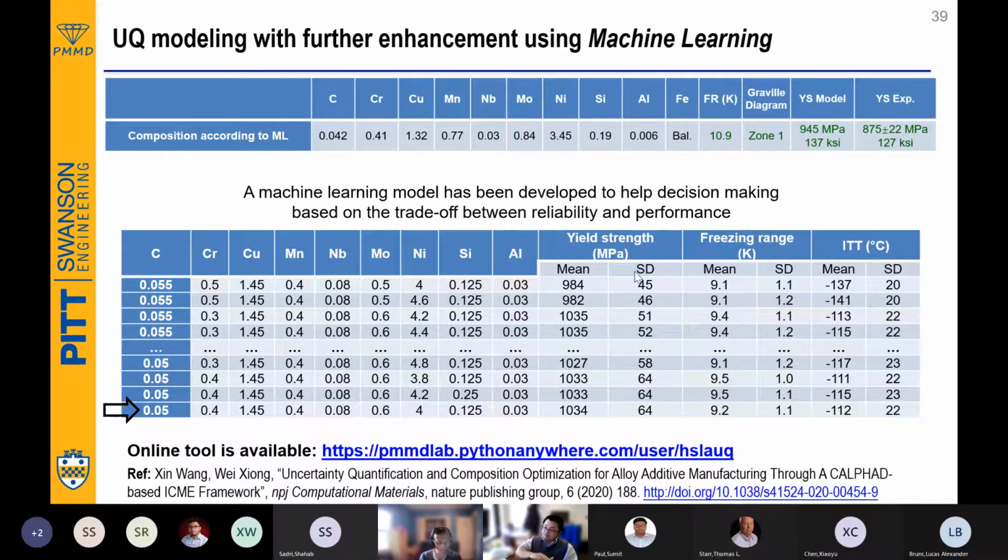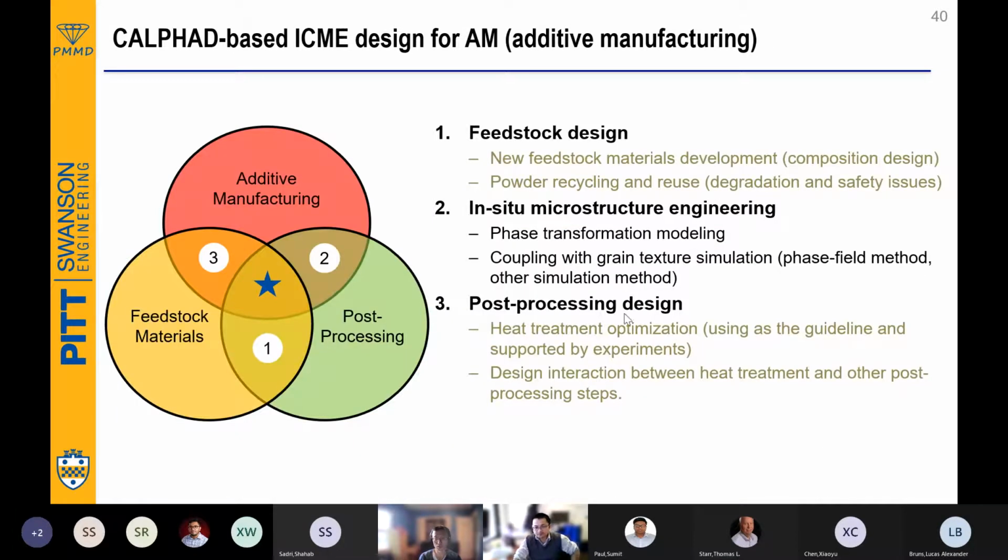If you want yield strength and ductility to be very high, then the uncertainty of the composition can be very small, right? On the other hand, if you have more tolerance with the performance, then you have a much wider range of alloy composition. That's the trade-off you can make based on the machine learning work. And actually, our online tool is now available, and you can test some of the things that we did with machine learning. So the second part I would like to discuss is the in-situ microstructure engineering.